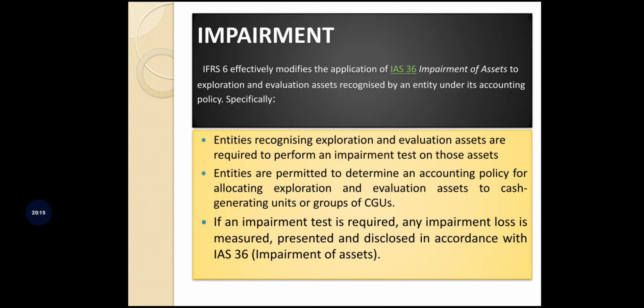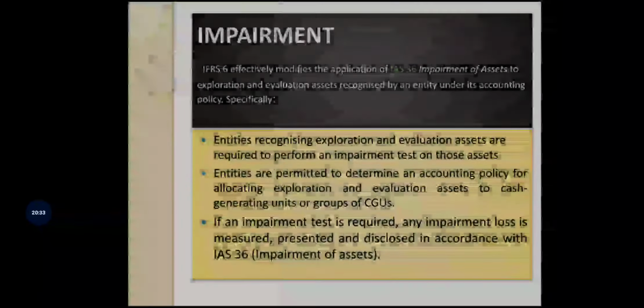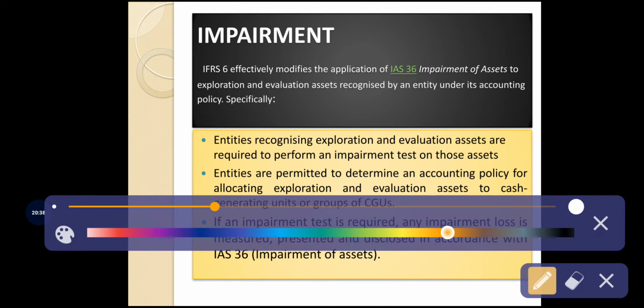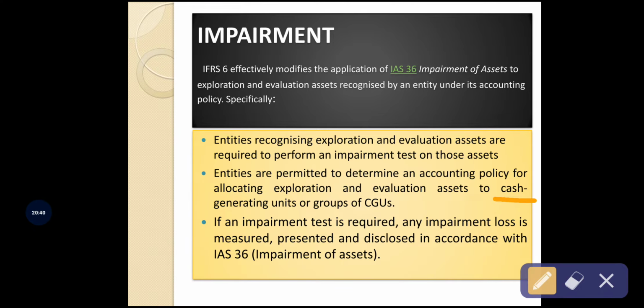So the second one, that is the second accounting policy related to impairment. Entities are permitted to determine an accounting policy for allocating the exploration and evaluation assets to cash generating units. Here we have the concept, that is the cash generating unit. So the second accounting policy is that the entities are permitted to determine the accounting policy.